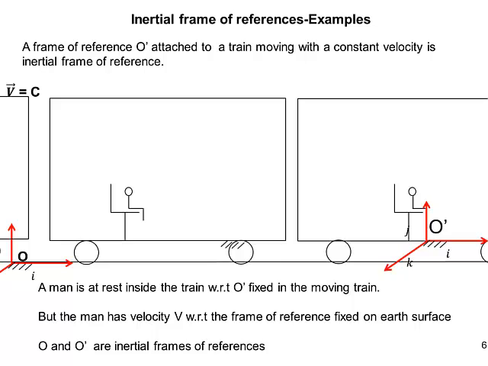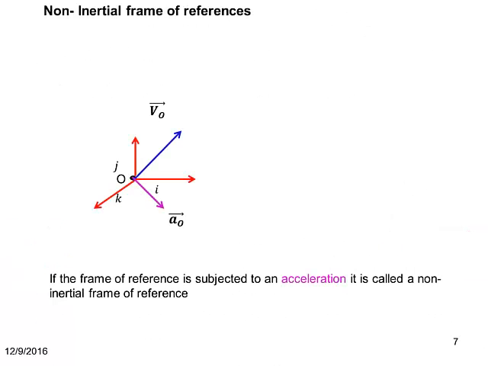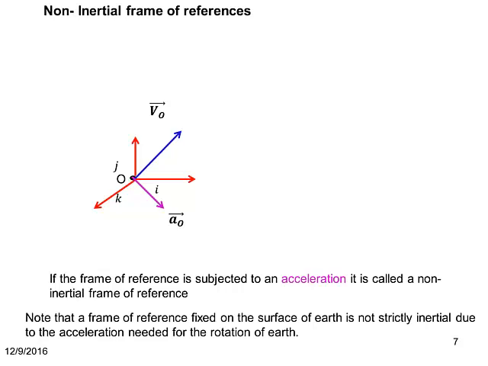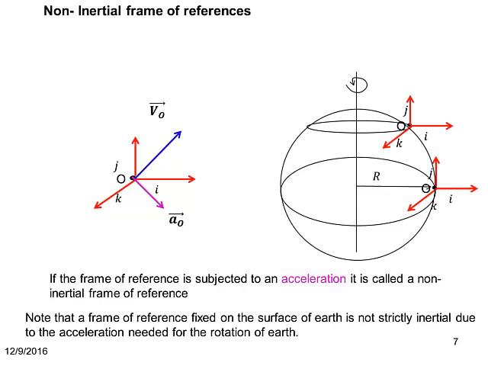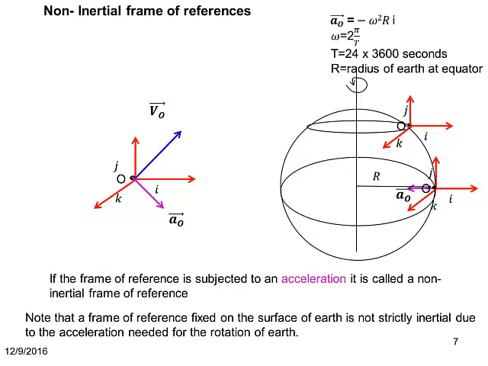If the frame of reference is subjected to an acceleration, it is called a non-inertial frame of reference. A frame of reference fixed on the surface of the earth is not strictly inertial due to the rotation of earth and the resulting centripetal acceleration due to its rotation. At the equator, the magnitude of acceleration is minus omega square r, where omega is the rotational speed and r is the radius of earth at the equator.